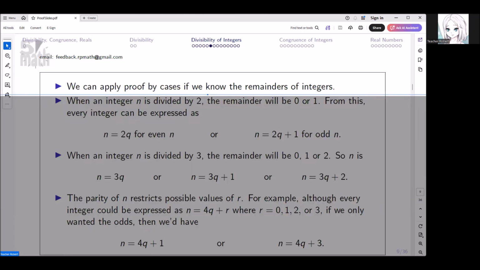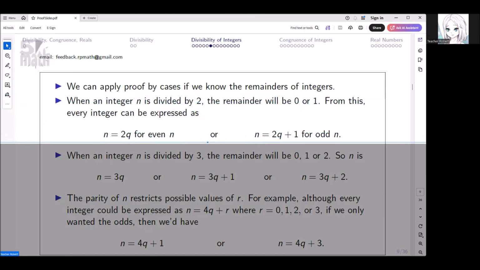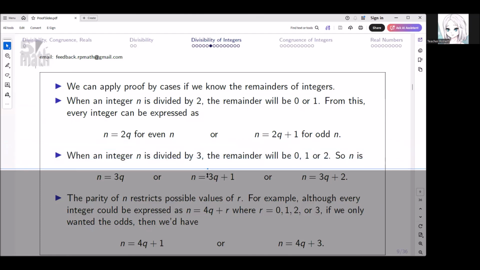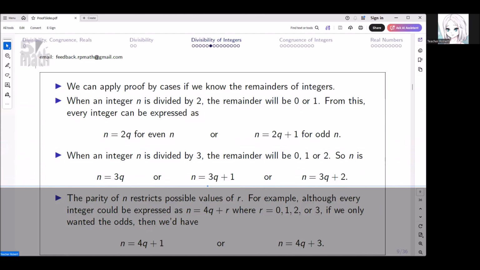We can apply proof by cases if we know the remainders of integers. When an integer n is divided by 2, the remainder will be 0 or 1. From this, every integer can be expressed as n equals 2q for even n, or n equals 2q plus 1 for odd n. When an integer n is divided by 3, the remainder will be 0, 1, or 2. So n is n equals 3q, or n equals 3q plus 1, or n equals 3q plus 2.